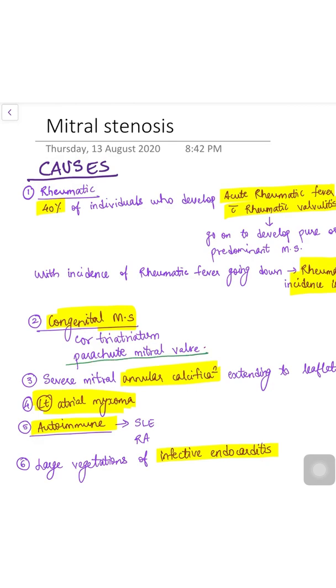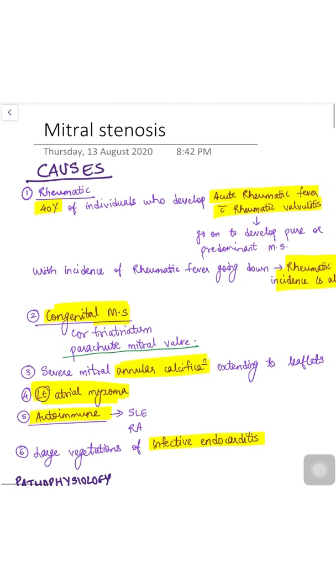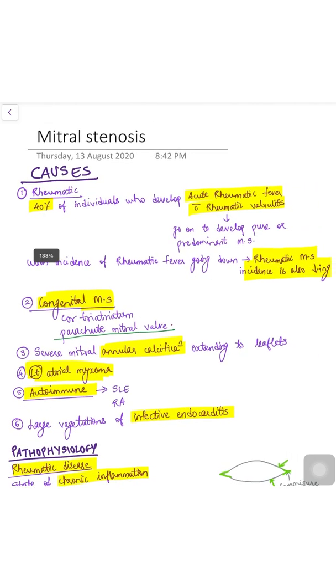Severe mitral annular calcification: the annulus is calcified and that calcification extends onto the leaflets, because of which the movement of the leaflet is going to get affected, leading to mitral stenosis. Left atrial myxoma: depending upon its position, if it obstructs the flow from the left atrium into the left ventricle, it will lead to a mitral stenosis. Autoimmune conditions like systemic lupus erythematosus and rheumatoid arthritis can also lead to mitral stenosis. And large vegetation of any infective endocarditis on the mitral valve, which can again obstruct the flow from the left atrium into the left ventricle, is going to cause mitral stenosis.